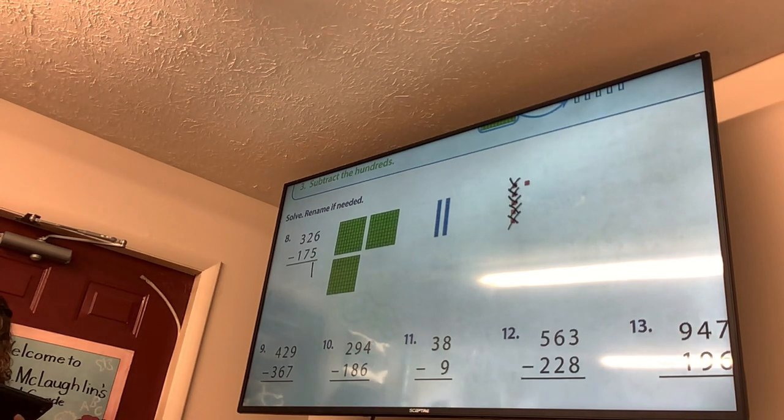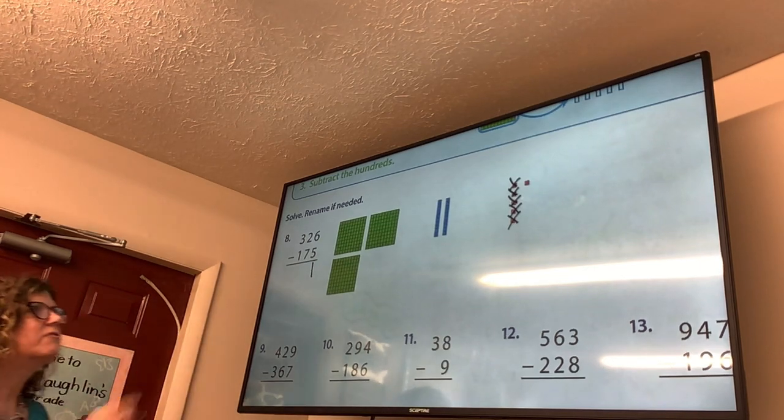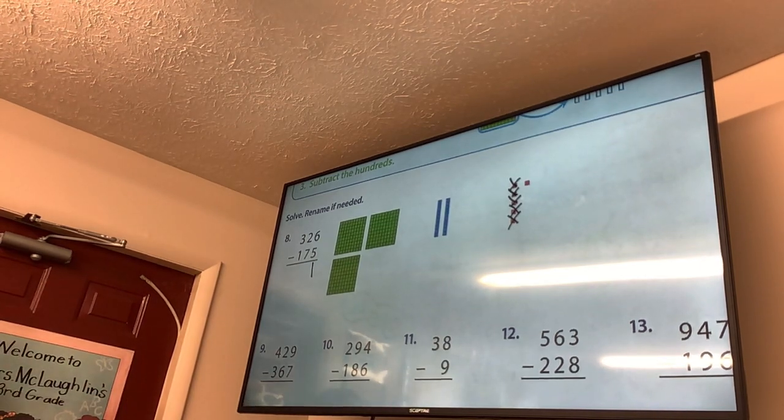Remember, we cross out with our regular pencil. You guys need to remember that. Cross out with your regular pencil. That's why I do it with black. So I expect you to be crossing out with regular pencil.